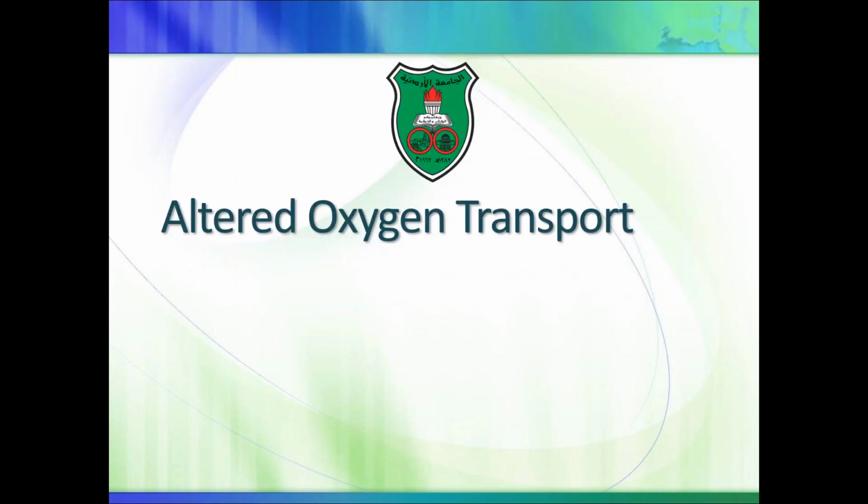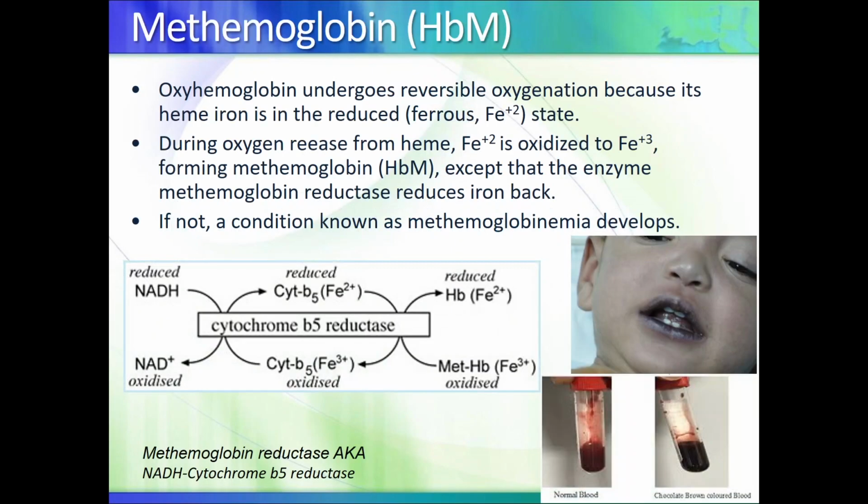Okay, so let's talk about methemoglobin and methemoglobinemia right now. Methemoglobin, as I said, is a hemoglobin molecule that has iron in the ferric state, that is Fe+3, rather than the ferrous state, that is Fe+2. Heme in this case is known as hemin. In this case, hemoglobin cannot bind to oxygen because of this iron. This hemoglobin is known as methemoglobin, and the whole condition is known as methemoglobinemia.